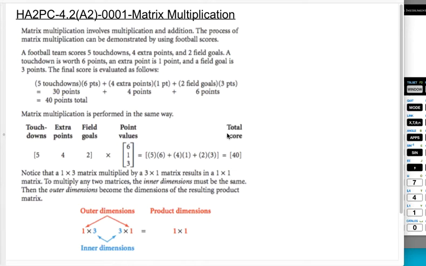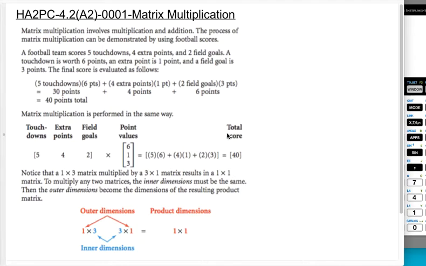All right, this is Honors Algebra 2 Pre-Calc, and we're doing 4.2 in Algebra 2, which is matrix multiplication. Matrix multiplication is a very different operation than anything else you're going to see. It's a very specific skill that applies only to multiplying matrices, that is, one matrix times another matrix.